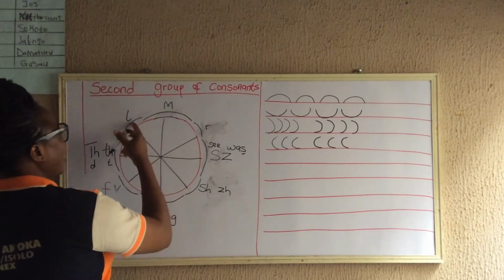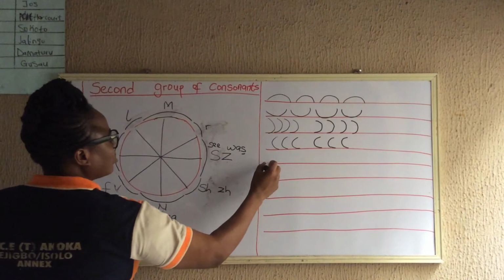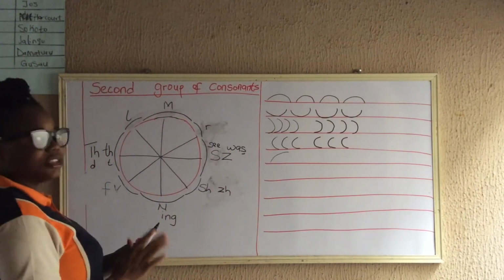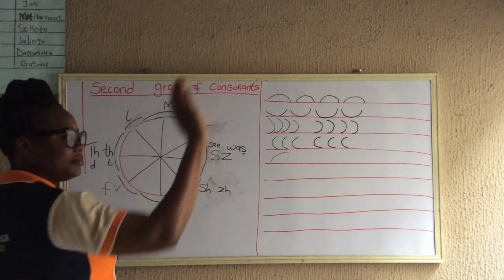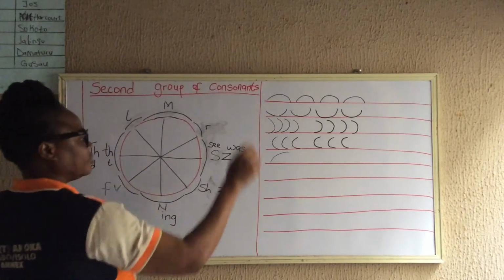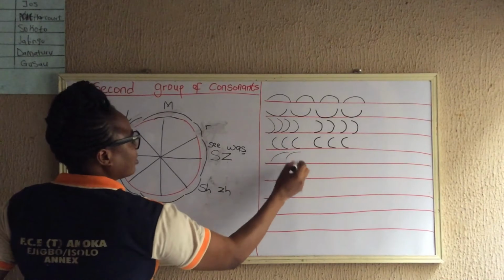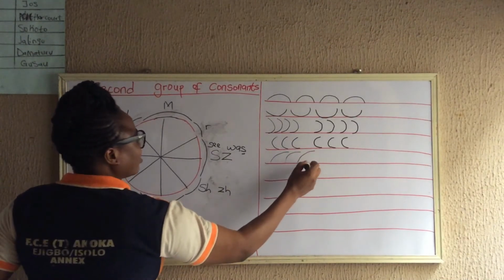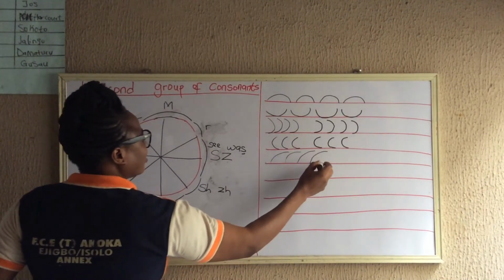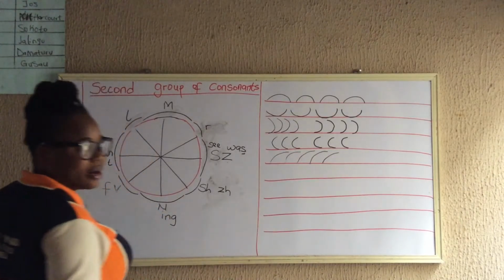Now let's go to L. L goes this way, just like this. It goes this way. L, L, L.